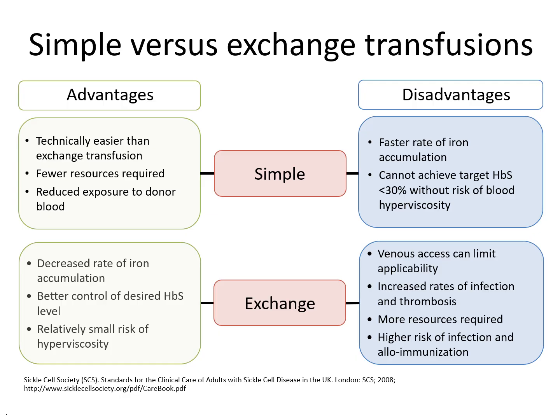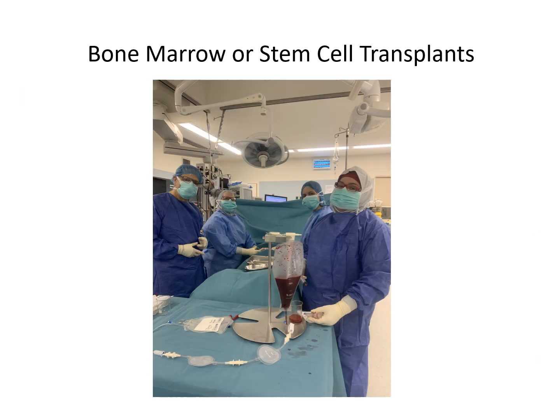So, treatment modalities, we said supportive care, antibiotics, hydration, hydroxyurea, transfusions. Now, there is only one way to cure sickle cell disease nowadays, and that's bone marrow or stem cell transplants. And this is a picture of our team harvesting a bone marrow in the OR. The donor is lying down. We pull marrow from the iliac crest and we put it in this bag. As you can see, it looks just like blood.